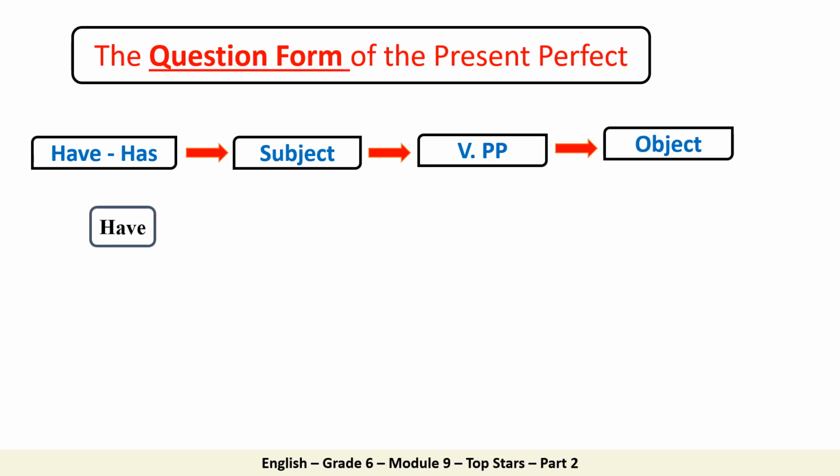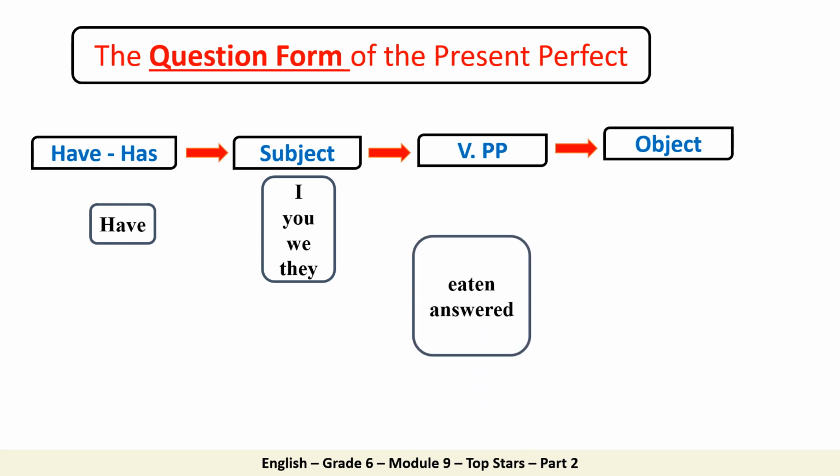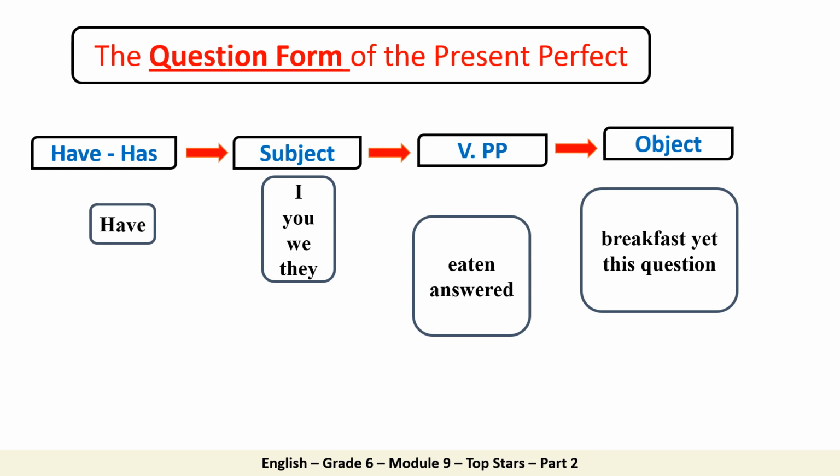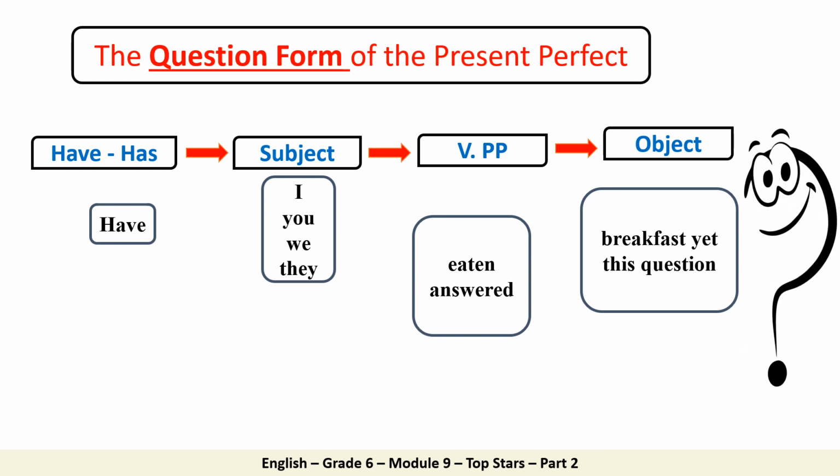Let's start with have, for example. What are the pronouns associated with it? Right. I, you, we, and they. Very good. After this, we put the main verb, eaten or answered, in the past participle form. And finally, we put the object, breakfast yet, this question, and so on. So is that it? Is this the final part of the question? Of course not. We must never forget the question mark.